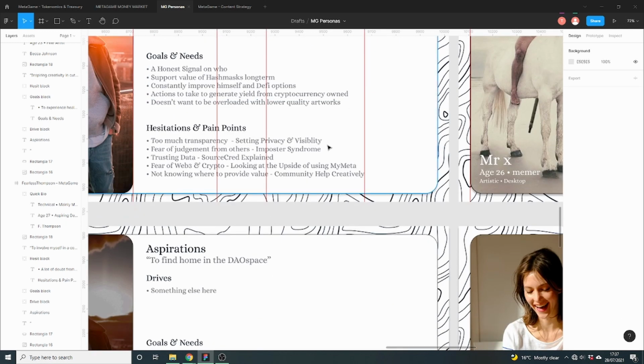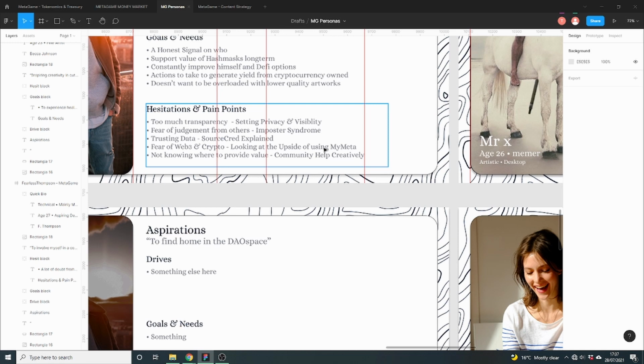And then when I go to the hesitations and pain points, for me also is the too much transparency. Almost with MyMeta, you have the potential to create what is coined radical transparency. Well, just like anything on the immutable blockchain that is Ethereum, we still want to value privacy, and people should have the right to change the levels of visibility that they have on their own personal profiles, and I think that's awesome.